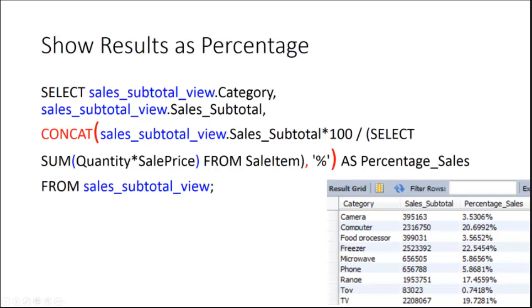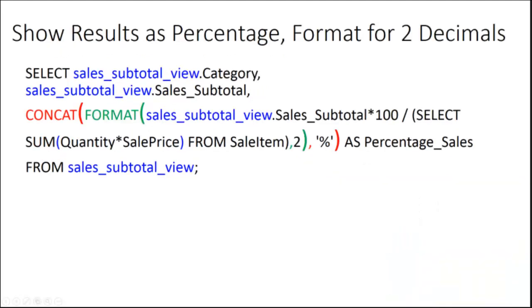What we'll see is percentage sale as a percentage. Now, if you're going to format them with only two decimals, for example, there's a way for doing that using the same query. Within the concat, when we do the calculation, we can use the format function. So put the entire calculation in format.